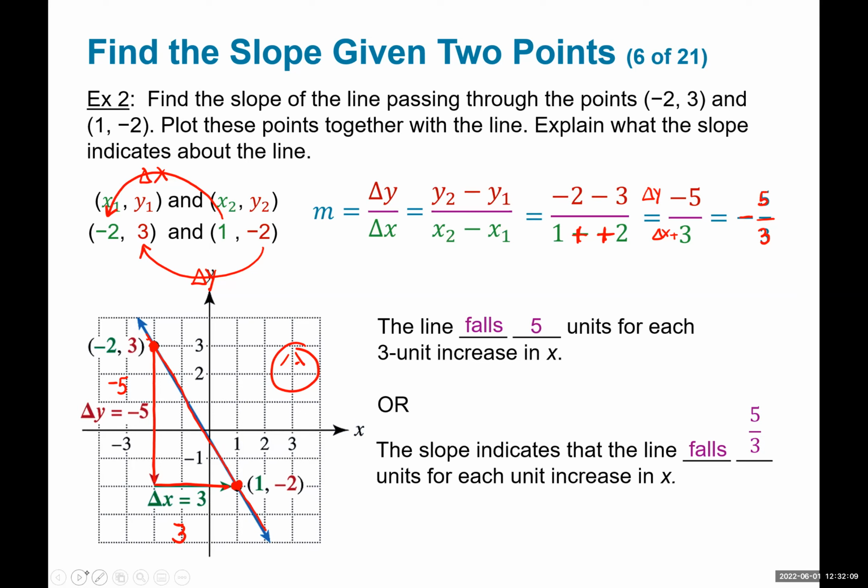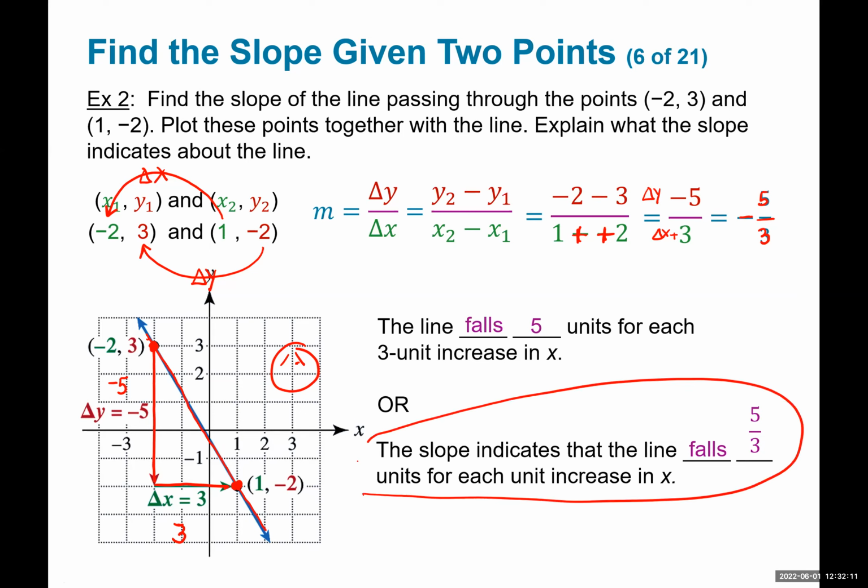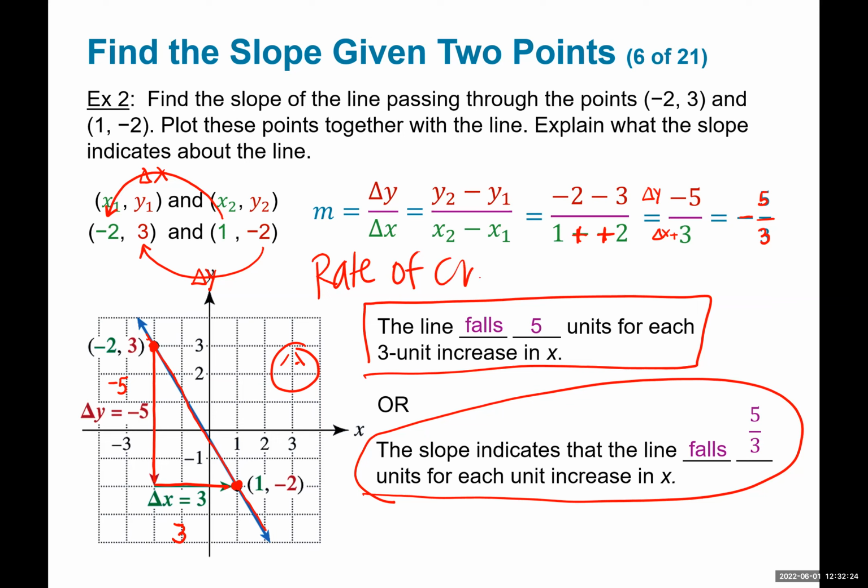No one ever really actually looks at it this way. This part makes sense. It goes down 5 units for every 3 units that it goes over. And that is called rate of change, AKA slope. When you see those words, they are used interchangeably.